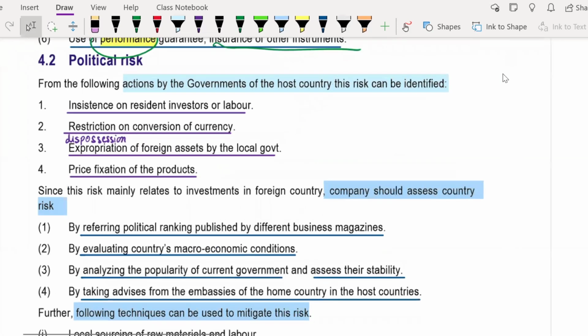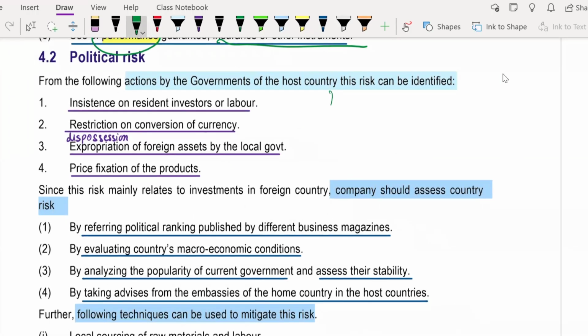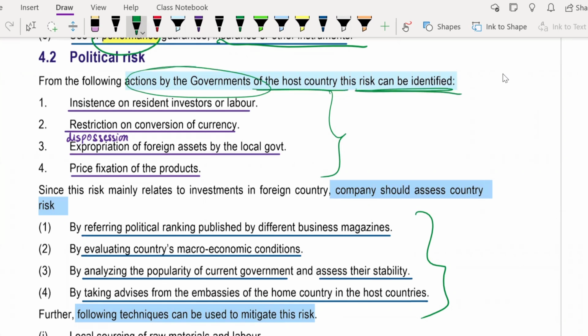Next is political risk. So here also first they have given you a few hints and ways by which you can mitigate it. So through actions by the government of the host country or by India, this risk can be identified. What can India do is keep insistence on resident investors or labor. They can tell that if there is any foreign company which is coming in, the labor should be from India only, or the investment that you're going to take should be from India only. Now people who are lending from India may lend you at a higher rate also. So this is a political risk that you can face due to the government.